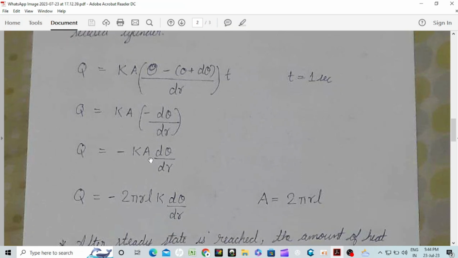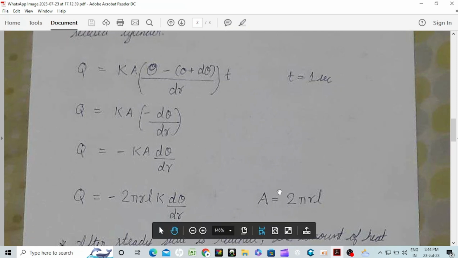Now we are going to substitute the value of A. A is the curved surface area of our selected cylinder. Its value is 2 pi r L. On substituting that value, we get Q is equal to minus 2 pi r L times K times d theta by dr.